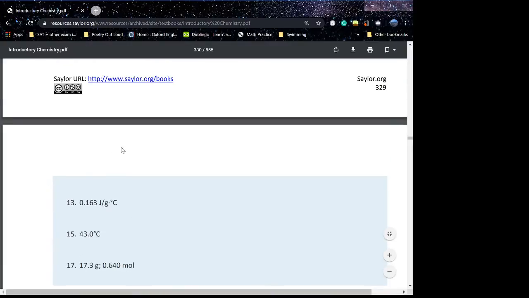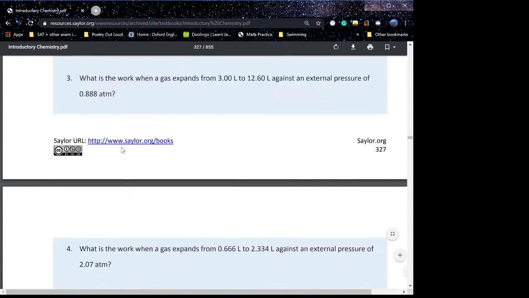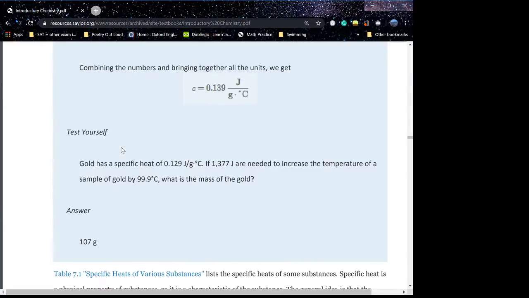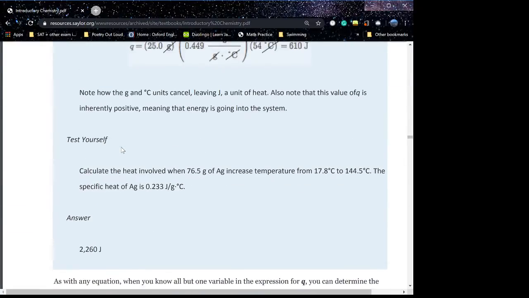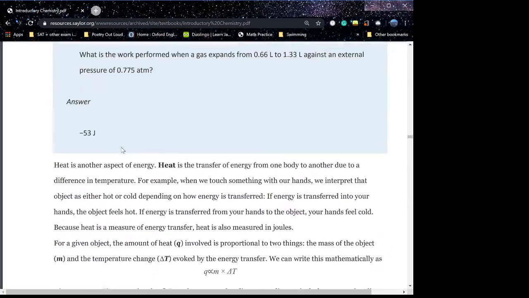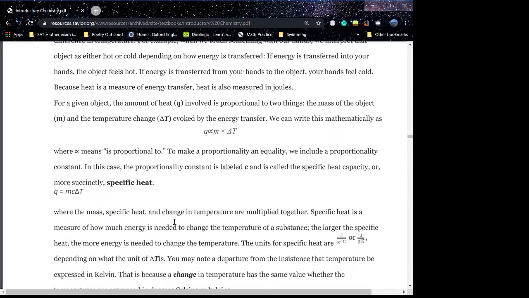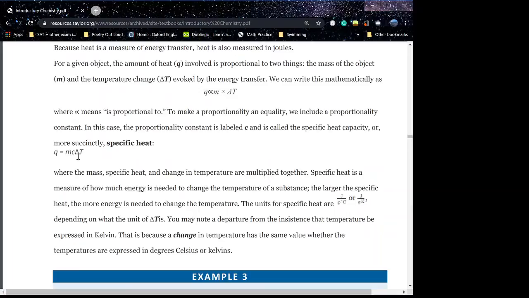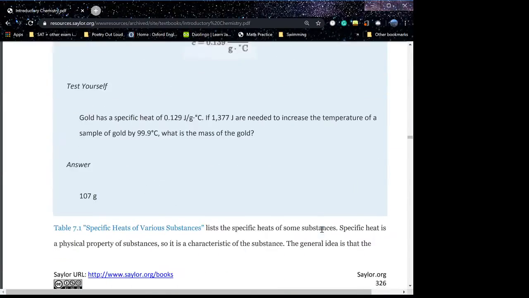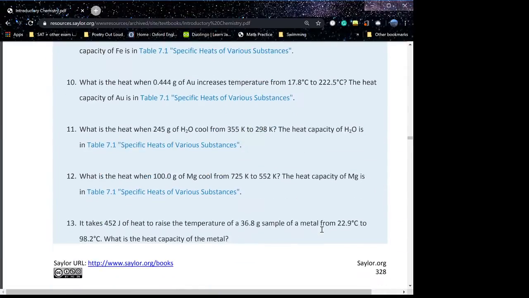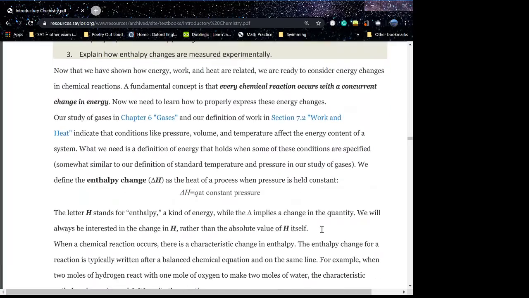We learned last time that the equation for heat would be Q equals mc delta T. And that would be the heat. And then we learned that work would be negative P delta V. So let's write these two equations down and have a quick recap of what they mean.